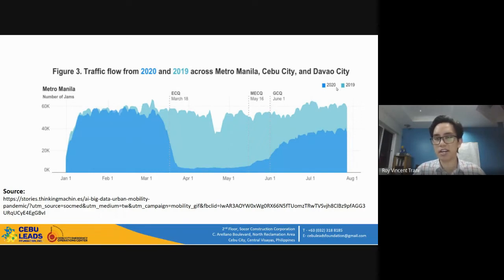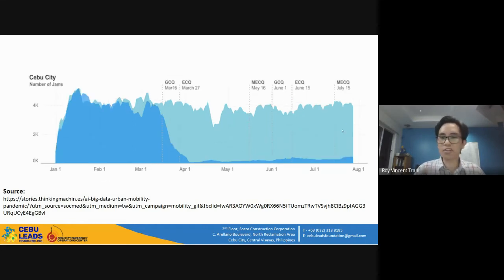When the ECQ was enforced, you see a sudden drop of traffic jams, obviously because there are no longer cars on the road. But surprisingly, when the GCQ and ECQ were relaxed, you don't see the immediate number of traffic jams anymore. It's almost like from 60K in 2019, now it's only about 40. So what they're trying to say is that more and more people are using public transportation, probably because of the loss of economic opportunities, like the loss of jobs. They can't afford their cars, or they're moving to cheaper modes of transportation.